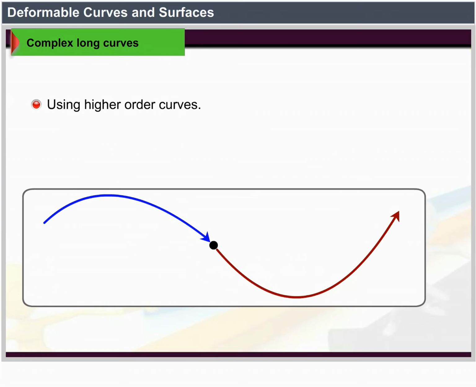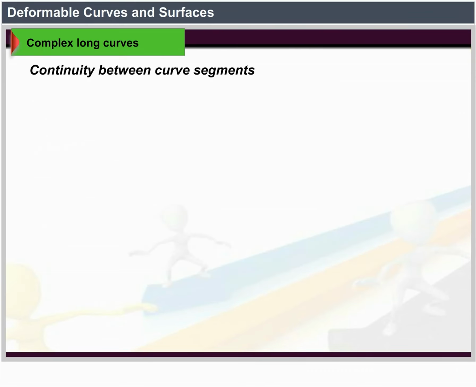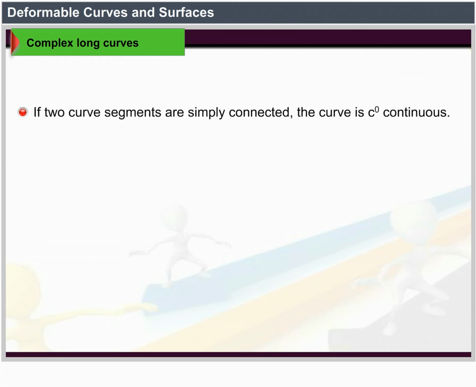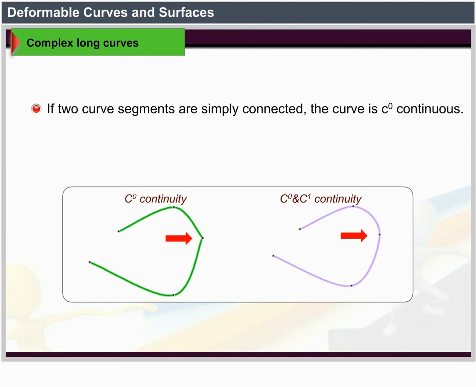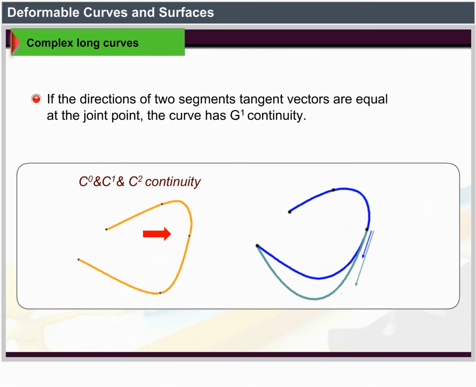Using higher order curves, or piecing together lower order curves, we need to make sure the connection points are smooth. Continuity between curve segments: if the direction and magnitude of d to the power n x of t divided by dt to the power of n are equal at the joint point, the curve is called Cn continuous. If two curve segments are simply connected, the curve is C0 continuous. If the tangent vectors of two cubic curve segments are equal at the joint point, the curve is C1 continuous. If the directions of the two segment tangent vectors are equal at the joint point, the curve has G1 continuity.